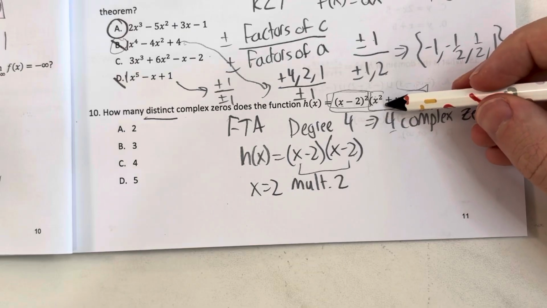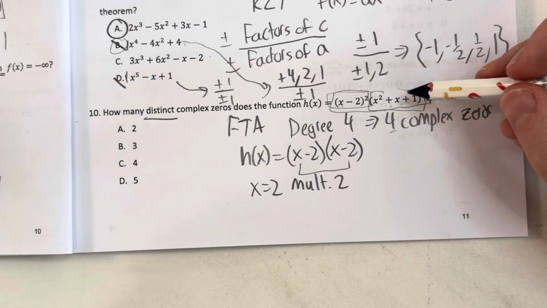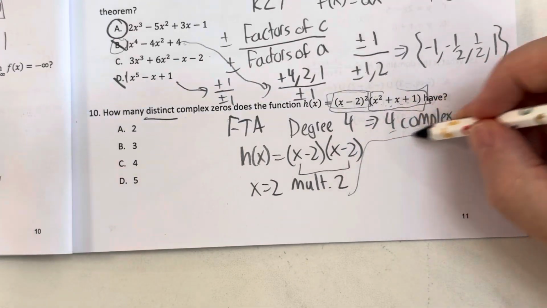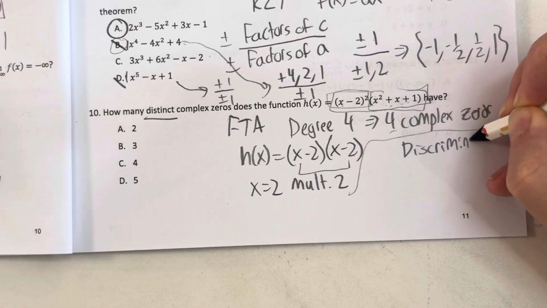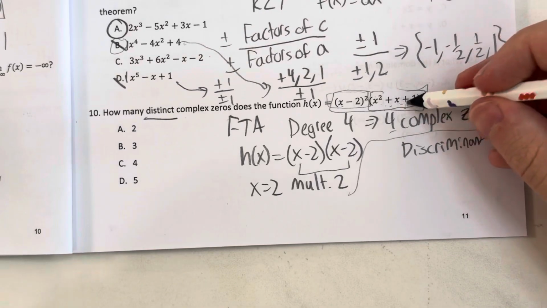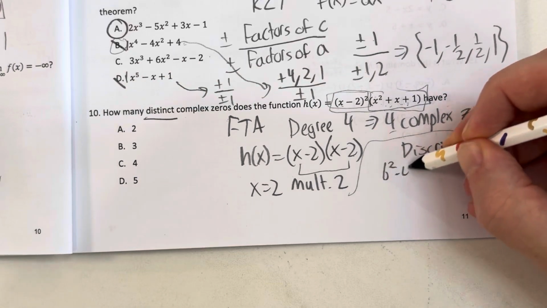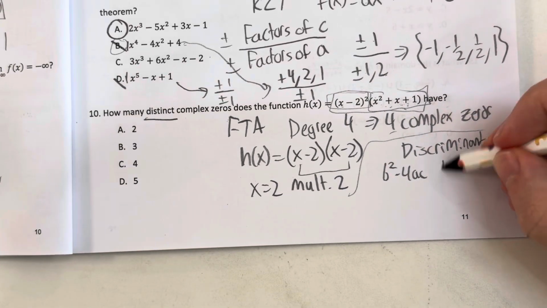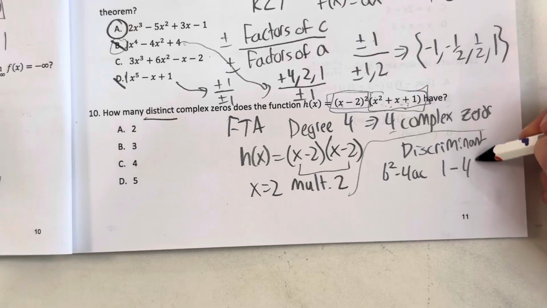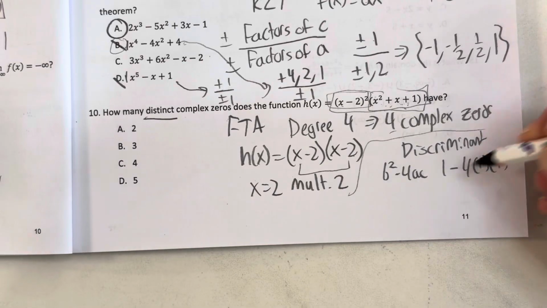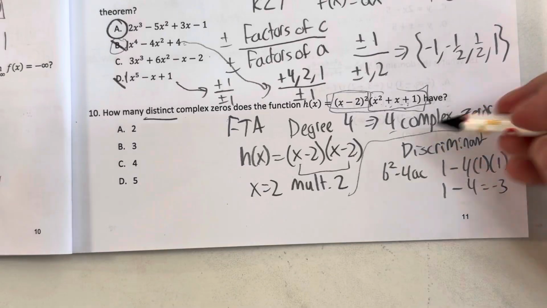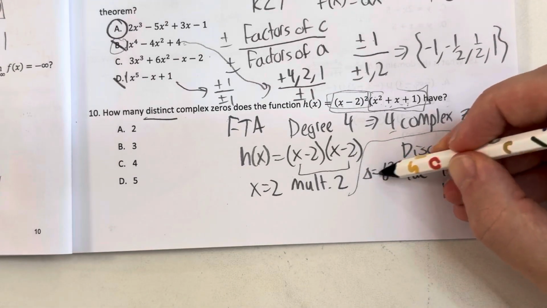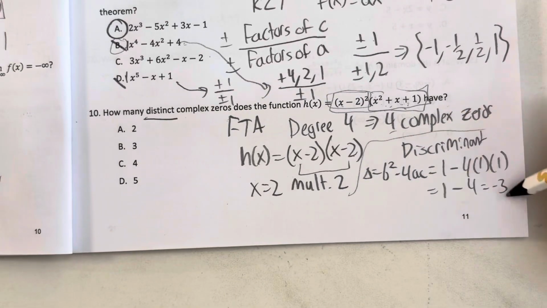Well, this is a quadratic. Again, you learned this last year. We could use the discriminant to see how many zeros this has. The discriminant of this is b squared minus 4ac. It's 1 squared minus 4 times 1 times 1. 1 minus 4 is negative 3. The discriminant, you can use a delta sign for that, is negative.